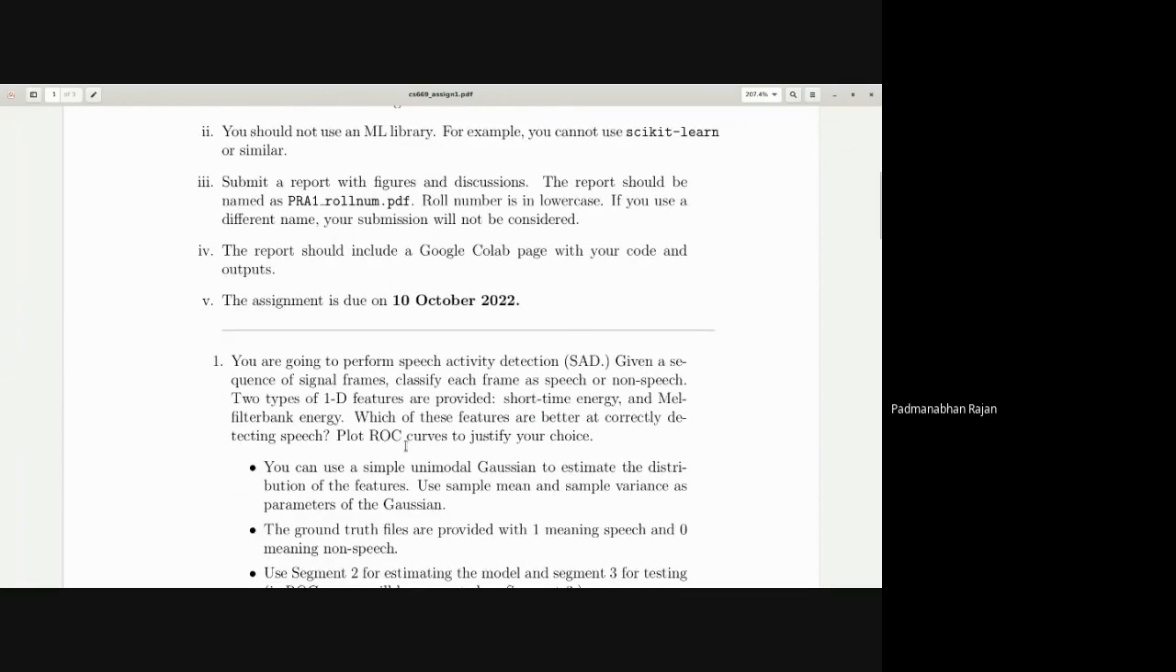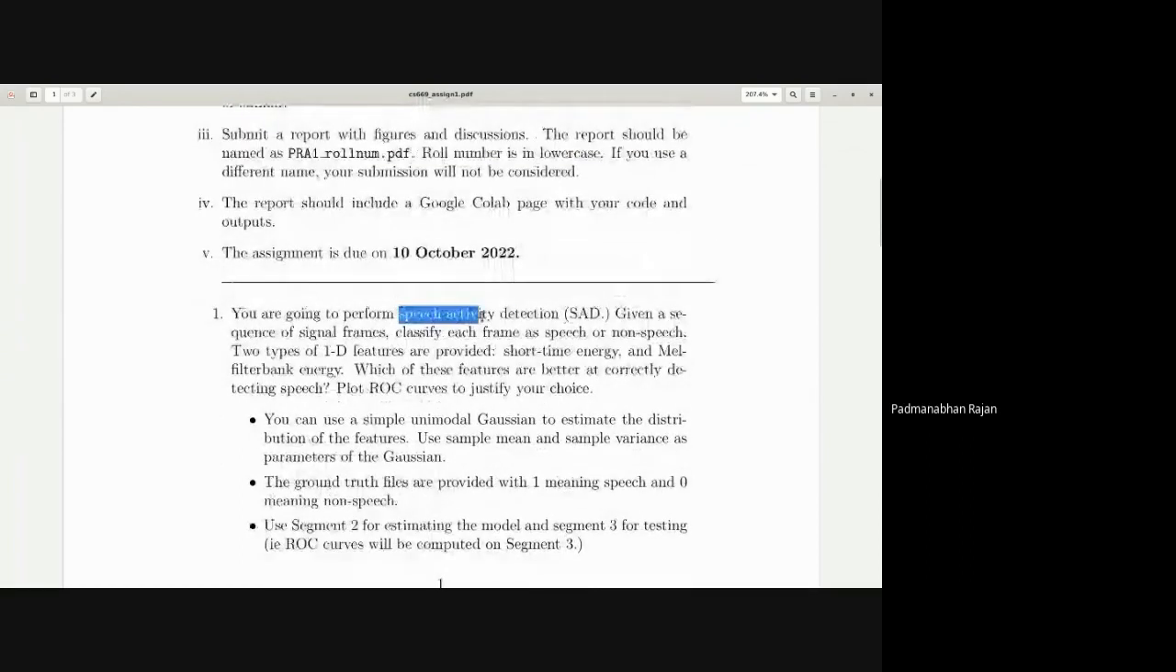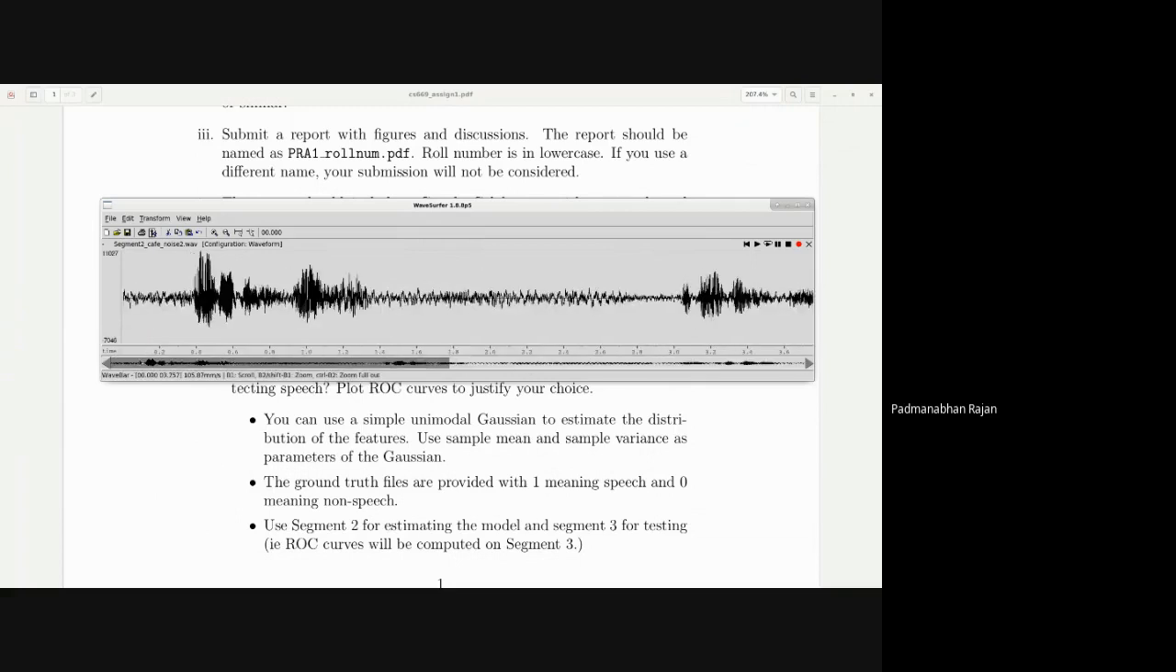In the first question, you are going to perform what is known as speech activity detection, and you're going to compare the performance of two SAD systems. First, let me explain what you're doing. This is segment 2, an example of a speech segment. I can play it out, but I don't know if the recording will capture it.